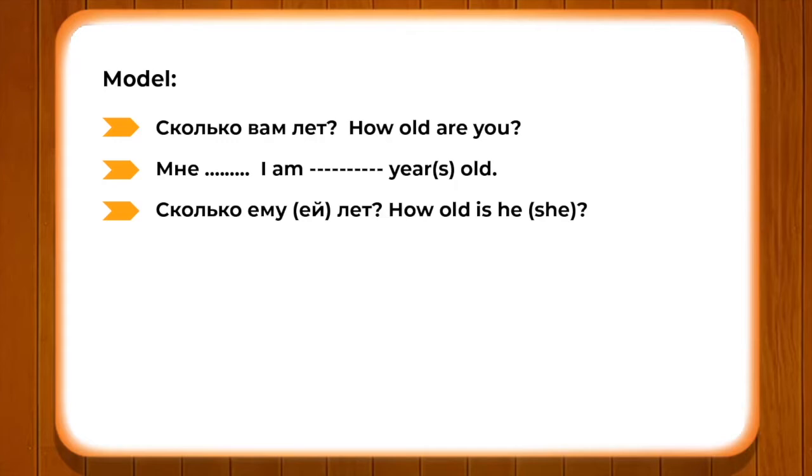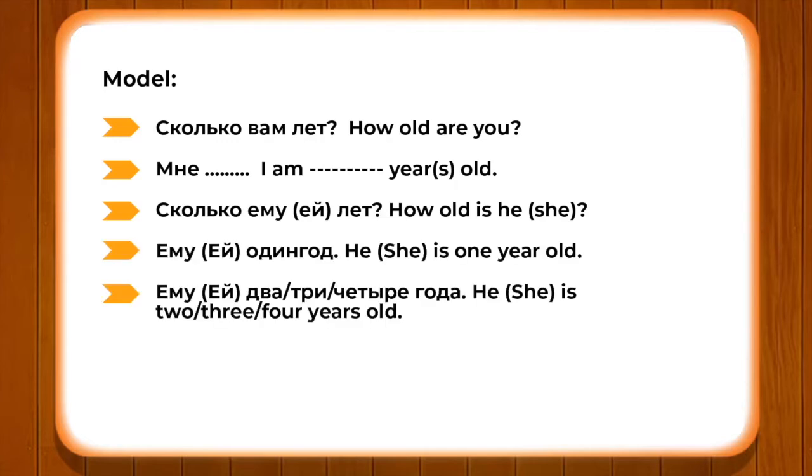Then you can have the answer based on the usage of ему or ей. Ему один год. Ему 21 год. Ему 31 год. Ему 40 лет. Depending upon the number you wish. And for ей, we have to use ей, but the rest of the sentence would remain the same. Ей 33 года. Ей 21 год, and like that.